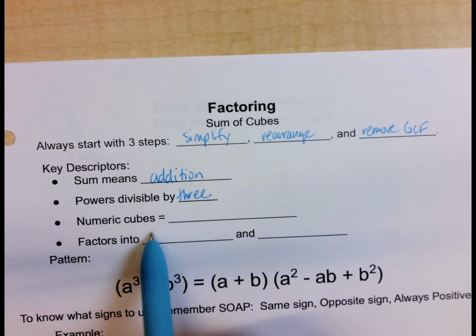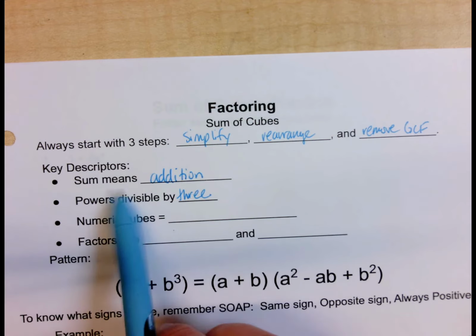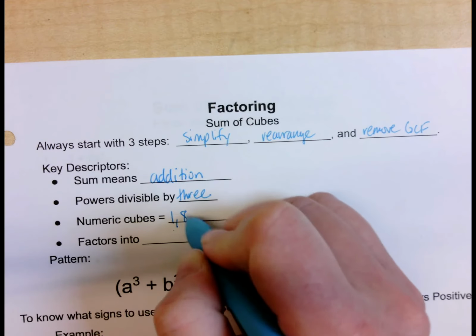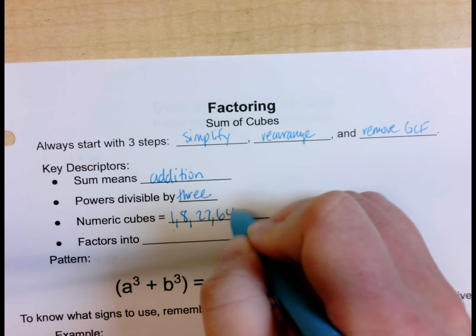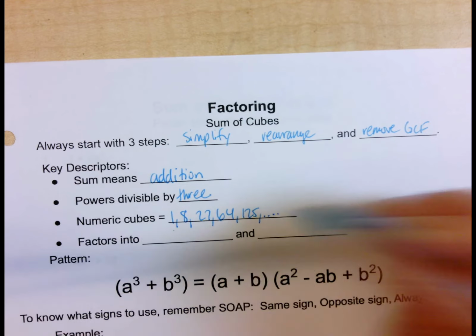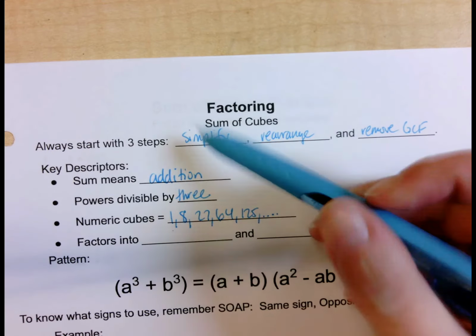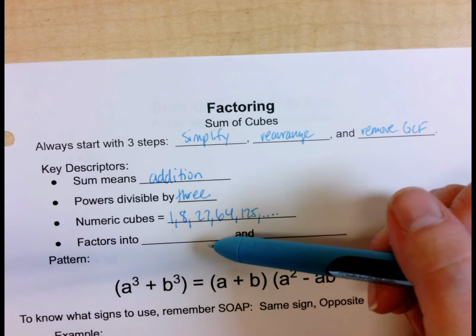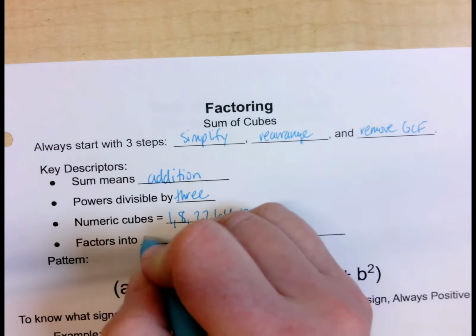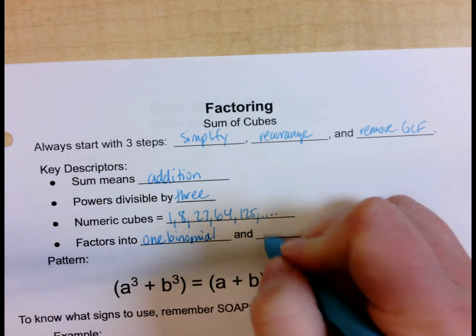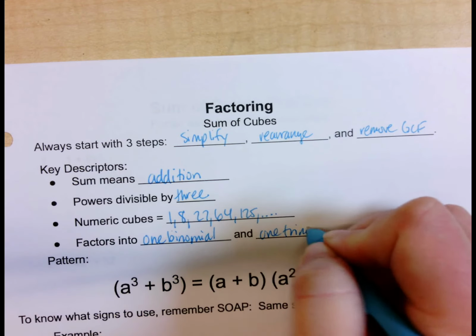It's going to be very similar to a difference of cubes. The only difference is the sign. It's going to be a sum rather than a difference. So the numeric cubes here, again, 1, 8, 27, 64, 125, and so on, okay? Now, once you've found that something is a sum of cubes, and we know that it is, we're going to go ahead and factor it the same as before into one binomial and one trinomial.